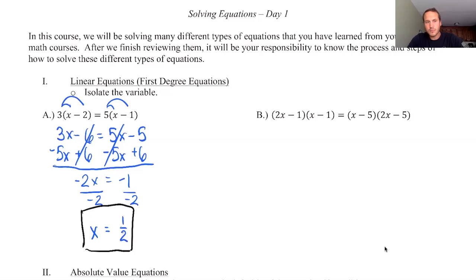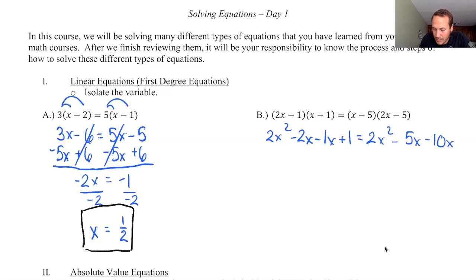Now, this one here, I know we're talking about first degree equations. And, if you FOIL out here, you're left with 2x squared minus 2x minus 1x plus 1 is equal to 2x squared minus 5x minus 10x plus 25. I'm kind of running out of space there, sorry. I thought you said that we were only going to have exponents of 1. Well, I am just going to neaten this up real quick. 2x squared minus 3x plus 1 is equal to 2x squared minus 15x plus 25.